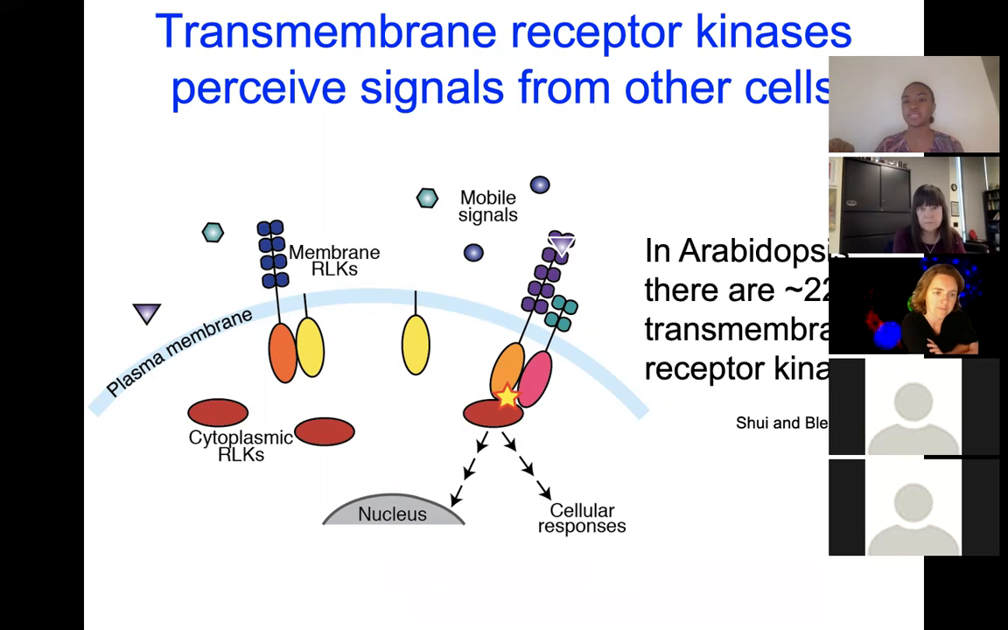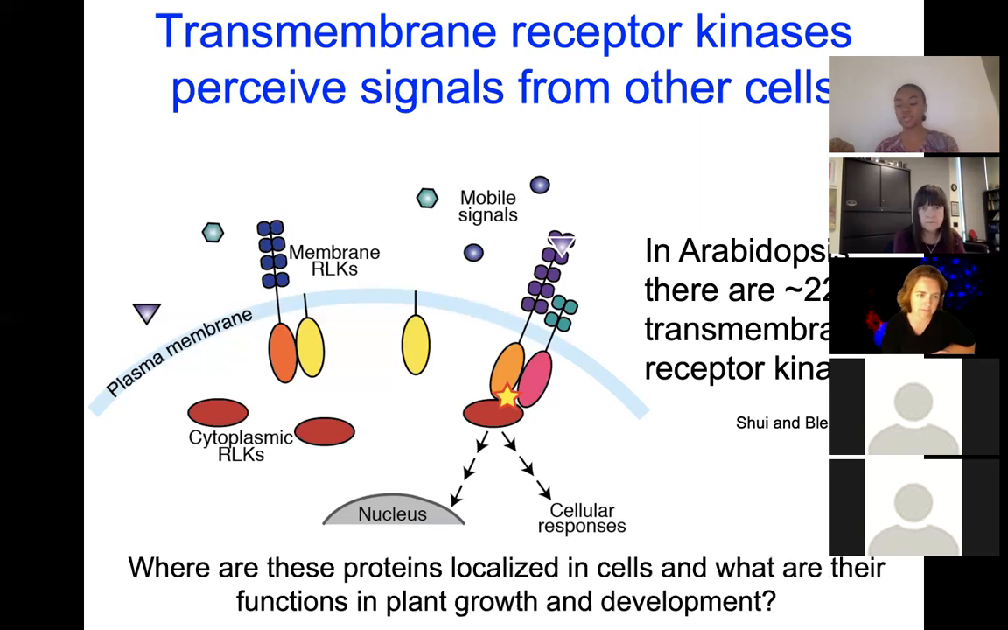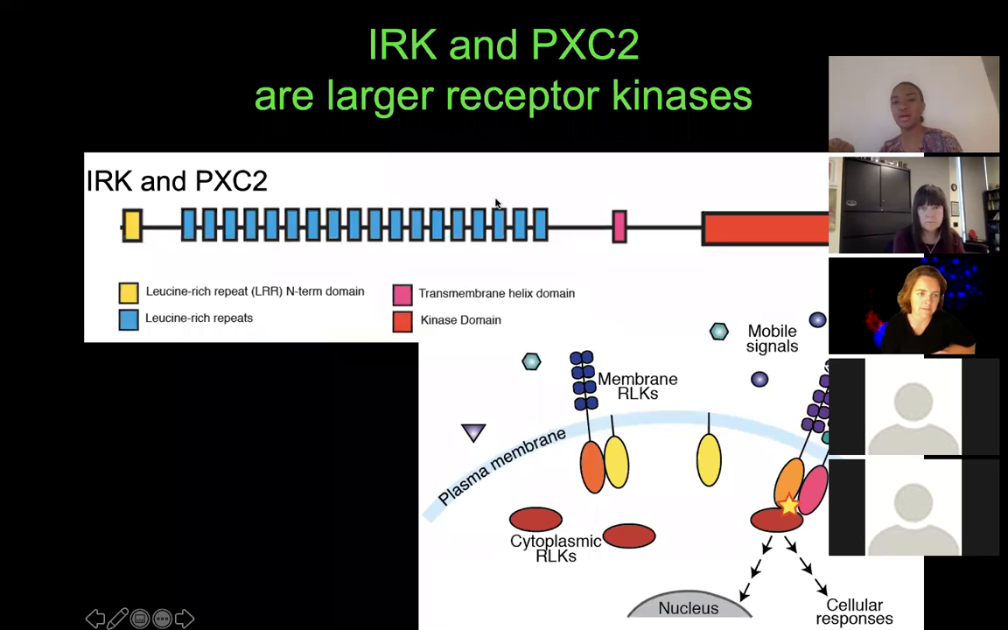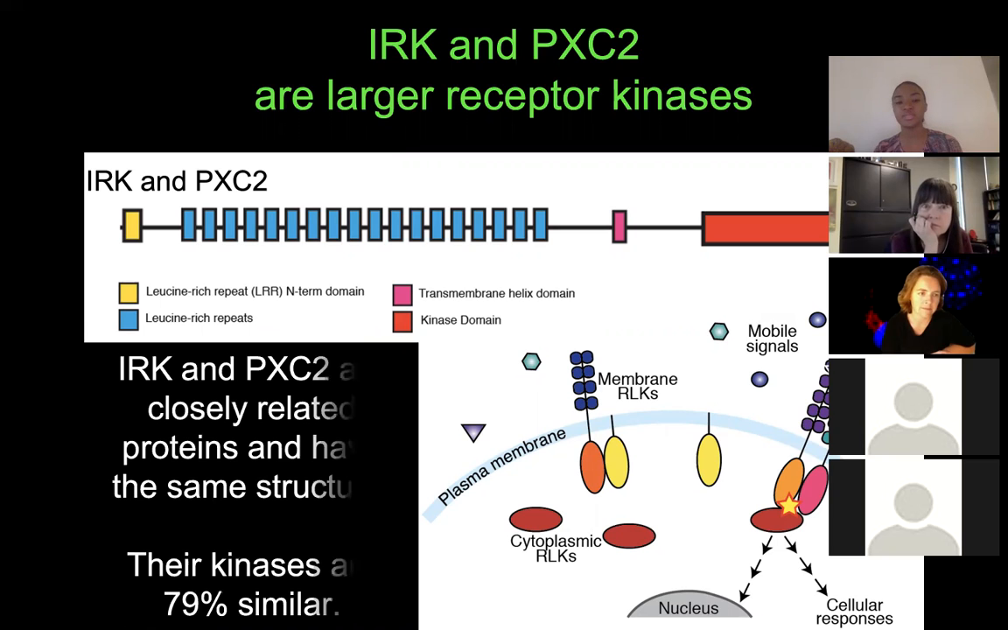So in Arabidopsis, there are about 220 of these kinases that exist. And the two that we study are the ones that I mentioned, called IRK and PXC2. These two receptor kinases are pretty similar. They have a similar function, they're about 79% similar, and their structure is pretty similar, which kind of parallels the fact that they have a redundant function.